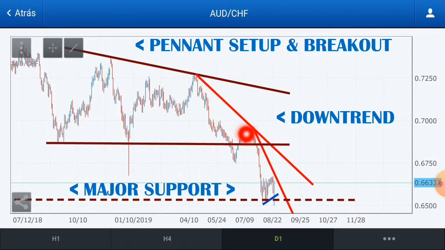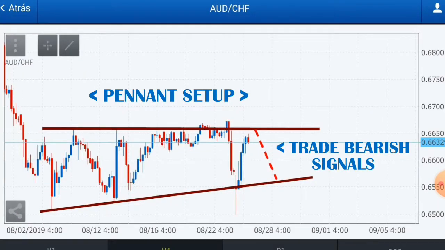Based on these downtrend lines and the fact that we have been breaking out of this pennant consolidation setup, the momentum is definitely bearish, and so the preference would be to wait until the market provides us with bearish signals at resistance that would take us down towards the support boundary.